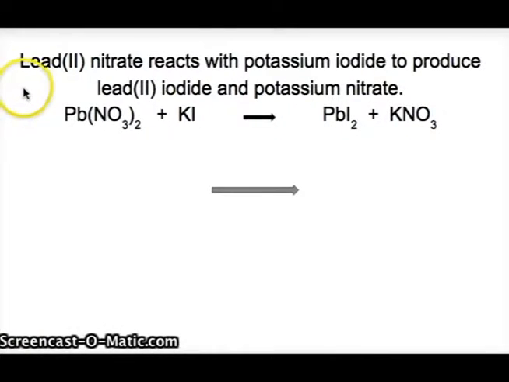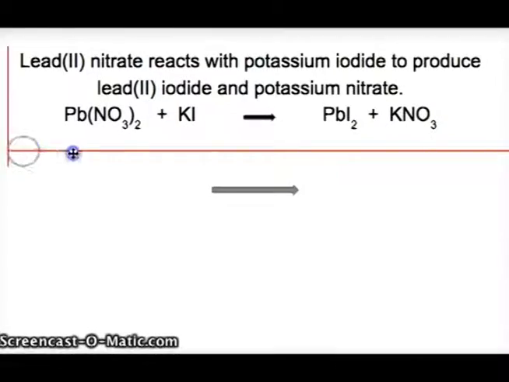Here's the word equation and the skeleton equation for the reaction you just saw. Lead-2 nitrate reacts with potassium iodide to produce lead-2 iodide and potassium nitrate, or Pb(NO3)2 plus KI yields PbI2 plus KNO3. The yellow solid that you saw clouding up that liquid was lead-2 iodide, and that is what we're going to be showing in our models here with our colored atoms.